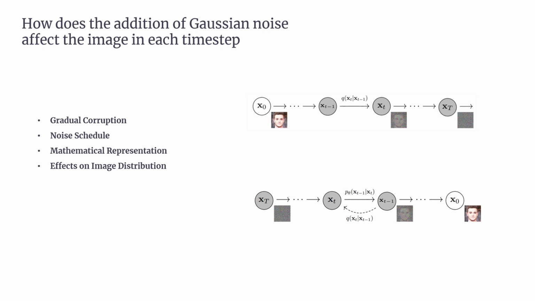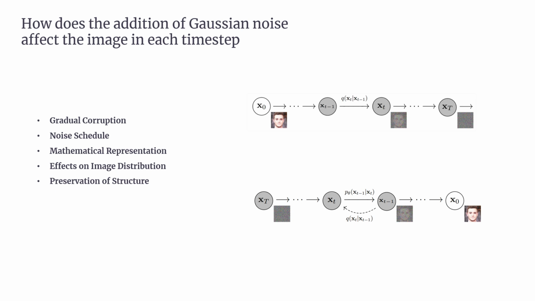Third, mathematical representation. The process of adding noise can be mathematically represented by the equation, where x_t is the image at time step t, beta t is the noise level at time step t, and eta t is a Gaussian random variable, which adds the actual noise at each step. Fourth, effects on image distribution. 1. Gaussian transformation. The repeated addition of Gaussian noise transforms the image's distribution towards a pure Gaussian distribution as the process progresses. 2. Markov chain.